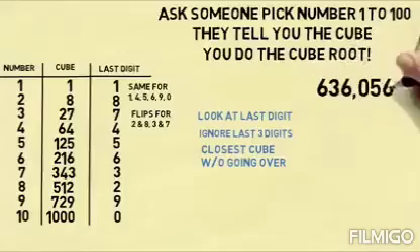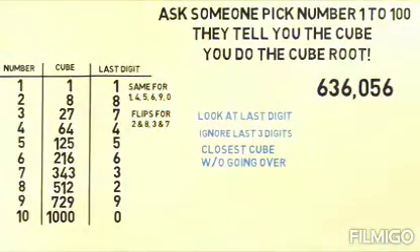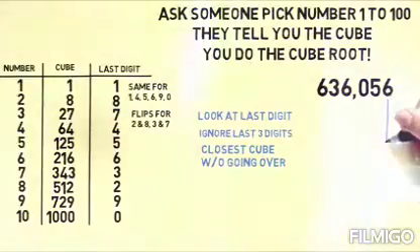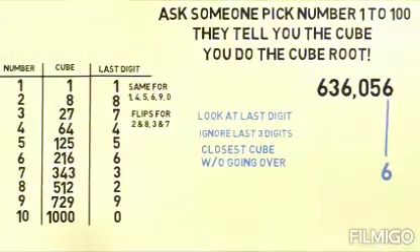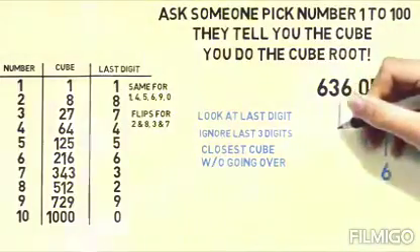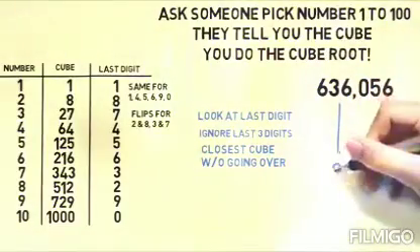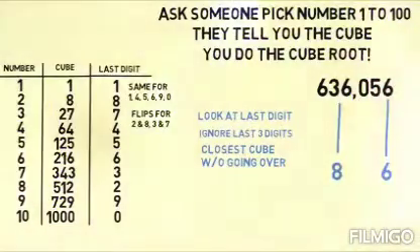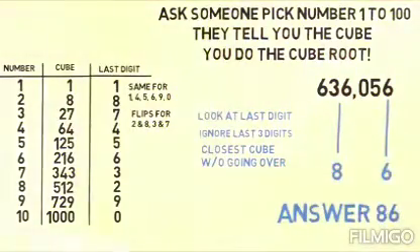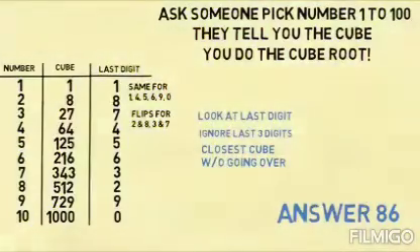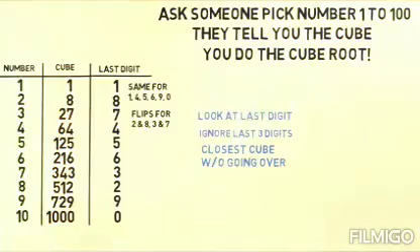So let's imagine they tell you the number is 636,056. We look at the last digit, which is 6, and when the last digit is 6, that corresponds to the number 6. Then we ignore the last 3 digits, and we look at 636. That's between the cubes of 8 and 9, so we put 8, and therefore the cube root is 86. So once you memorize this table, you'll actually be able to do this very quickly.